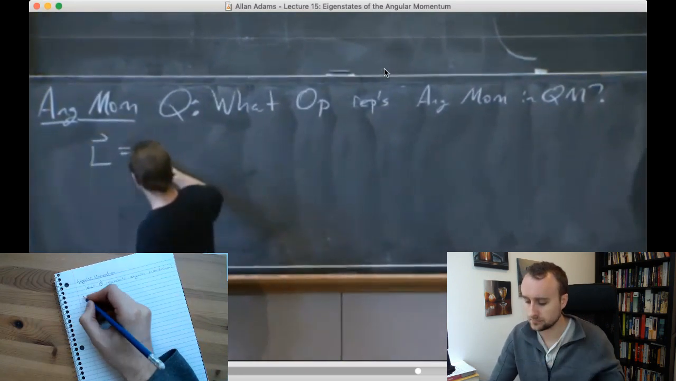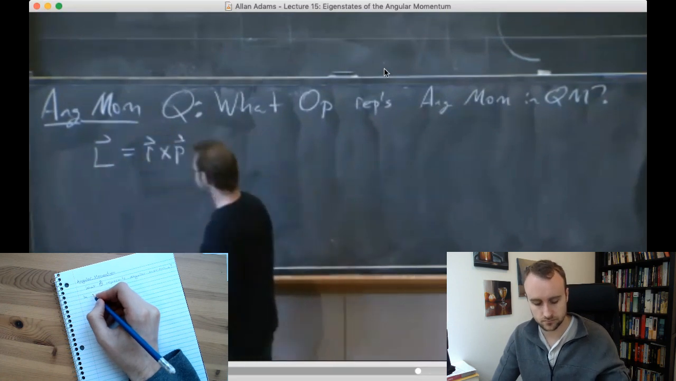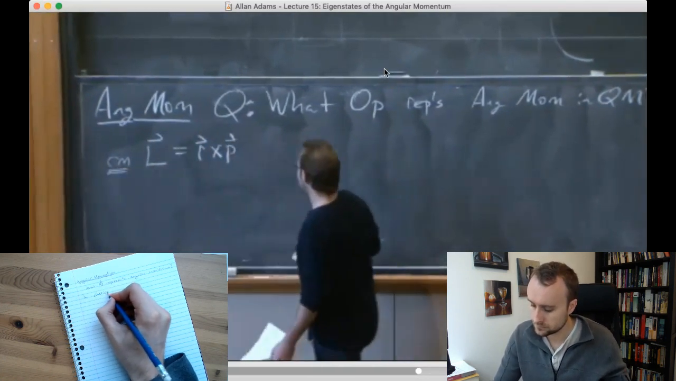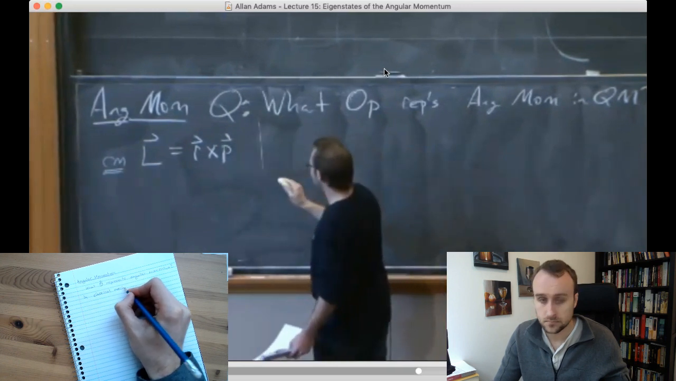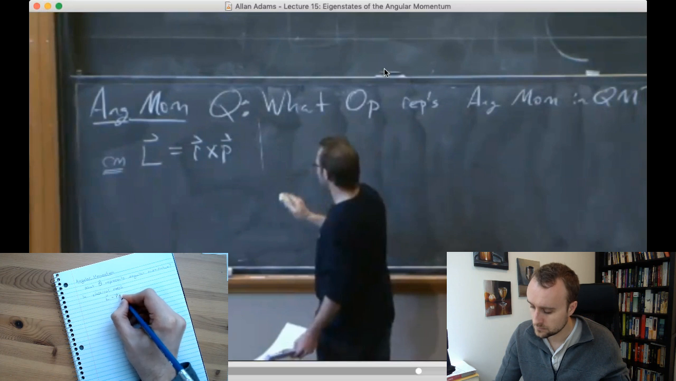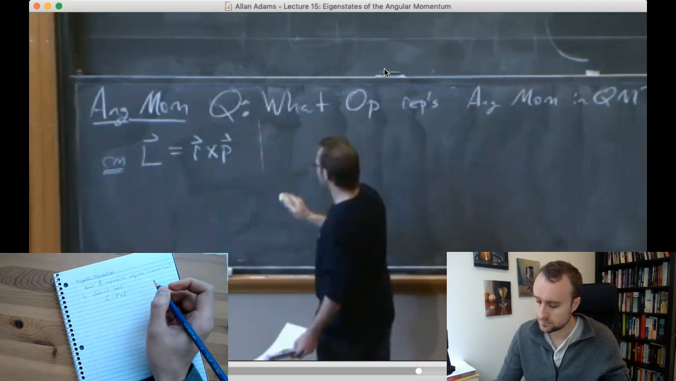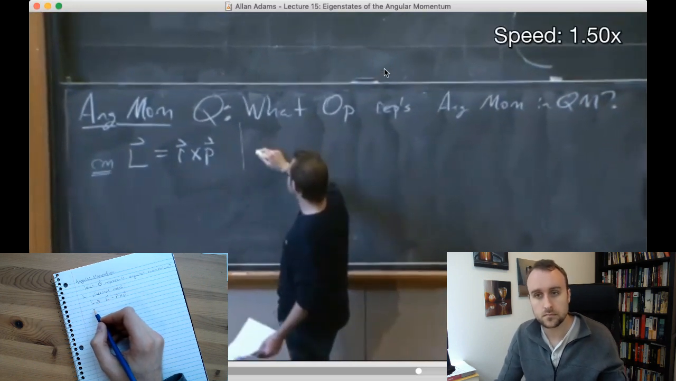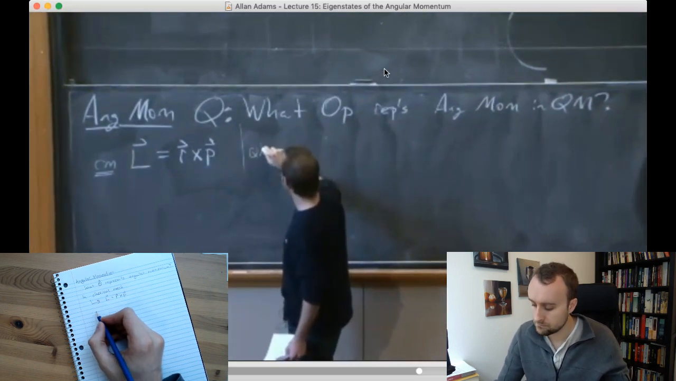So L, in classical mechanics, is R cross P. So let's just try this. Let's construct the operator. This is not the most beautiful way of deriving this, but a natural guess in quantum mechanics. What's the operator we want?